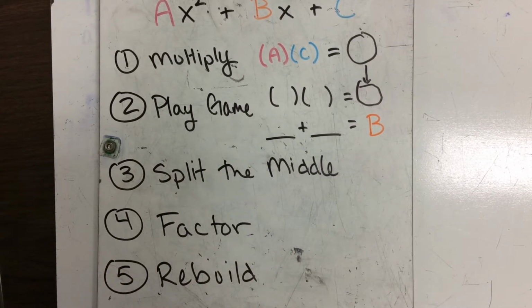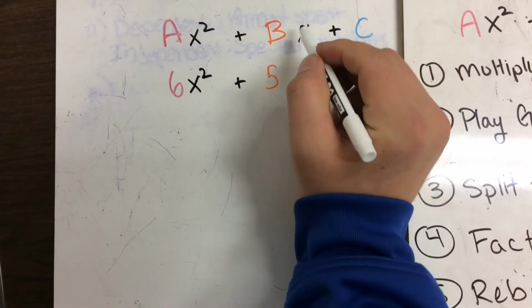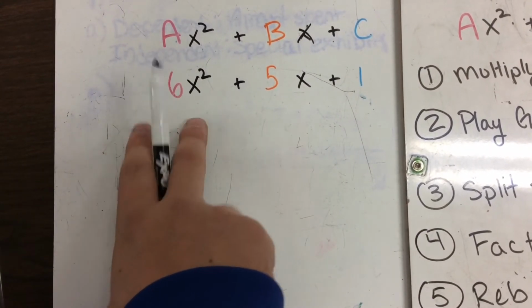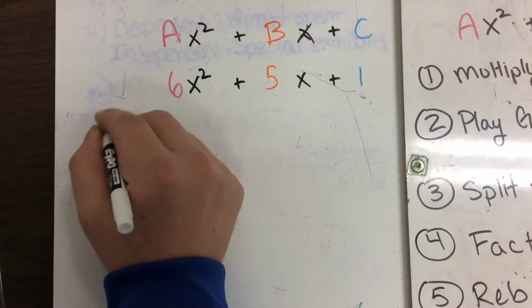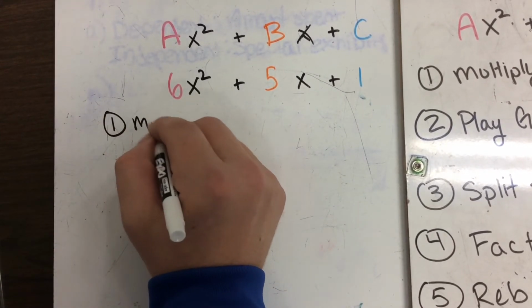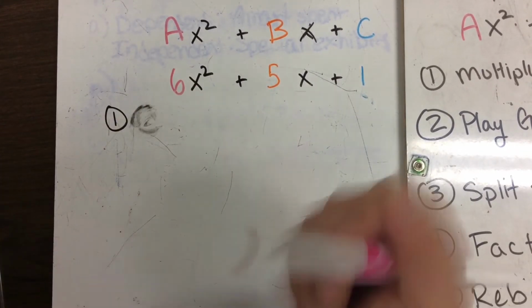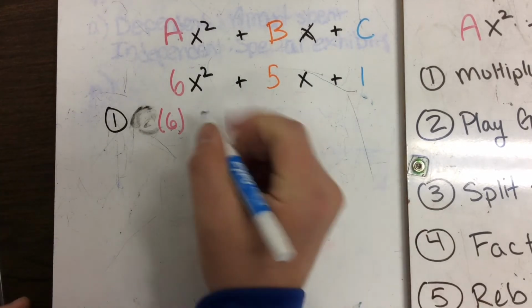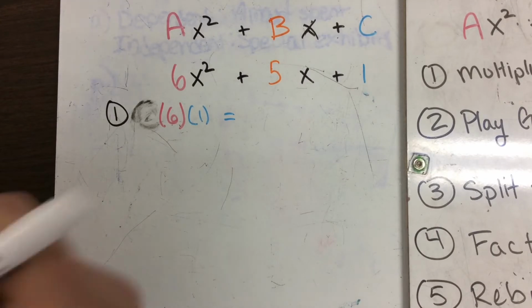Okay. The best way to do this is to see it through example, so I'm going to start doing some examples for you. All right, here's our first example. We have ax squared plus bx plus c. This time we're calling it 6x squared plus 5x plus 1. The first step says we have to multiply a and c. So if we're going to multiply a and c, what it's saying is multiply 6 and 1. And we get an answer of 6.